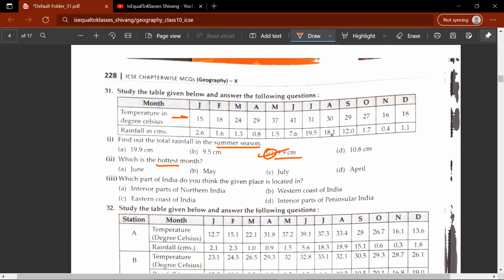So we have to look at this row. And you have 15, 18, 24, 29, 37, 41, 31, 30. So you have June as the hottest month. Now, if you look closely, you have the coldest temperature, 15 degrees Celsius, and you have the hottest temperature, 41 degrees Celsius. So you would be sure that this would be a region which is located in the interior of the Indian landmass. Which part of India do you think the given place is in? This would be interior parts of northern India.